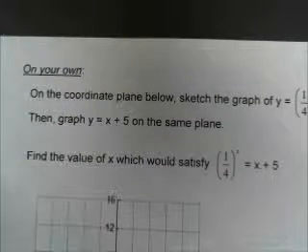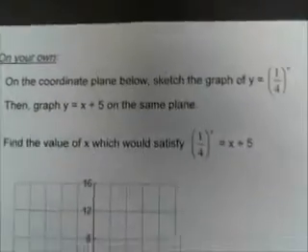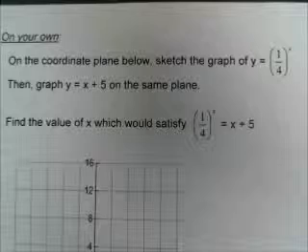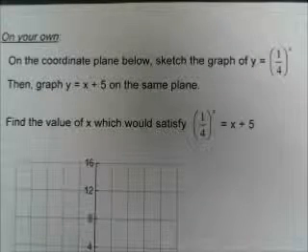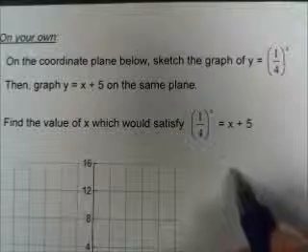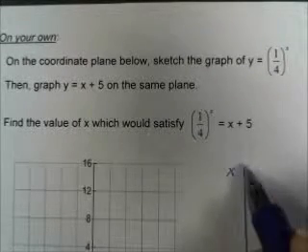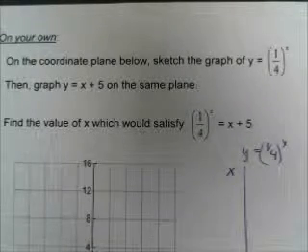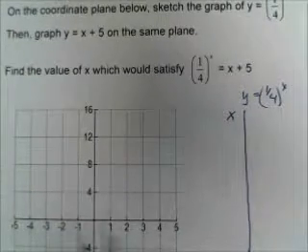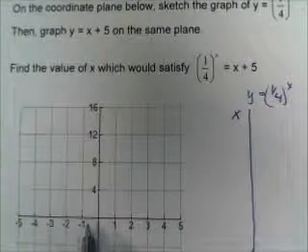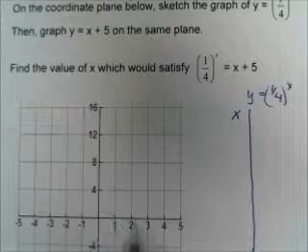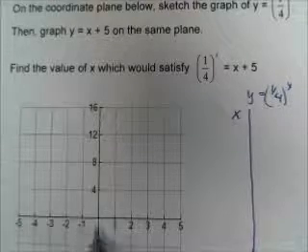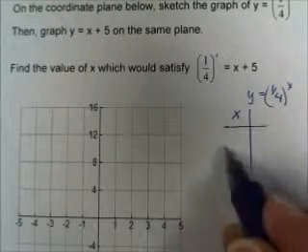On the coordinate plane below, we want to sketch the graph of y equals 1/4 to the x. Then graph y equals x plus 5 on the same plane. So stop the video and set up your table of values for y equals 1/4 to the x. If I look at the grid that I have here, we're certainly not going to start off with -5, but let's just stay with x values close to the origin. So let's go with -2, -1, 0, 1, and 2 for our x values.